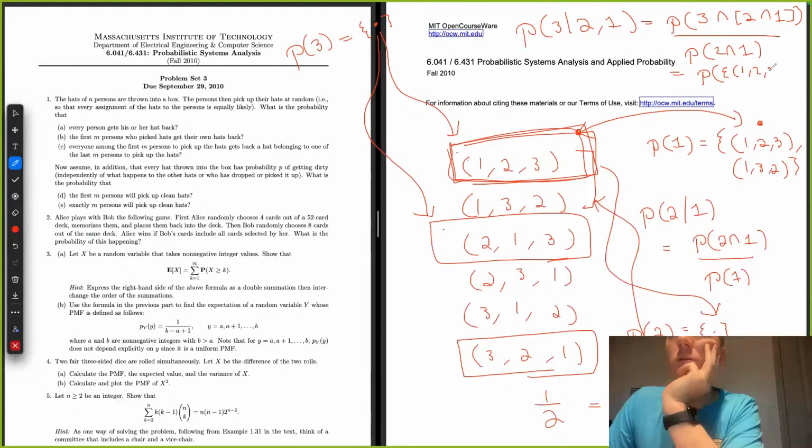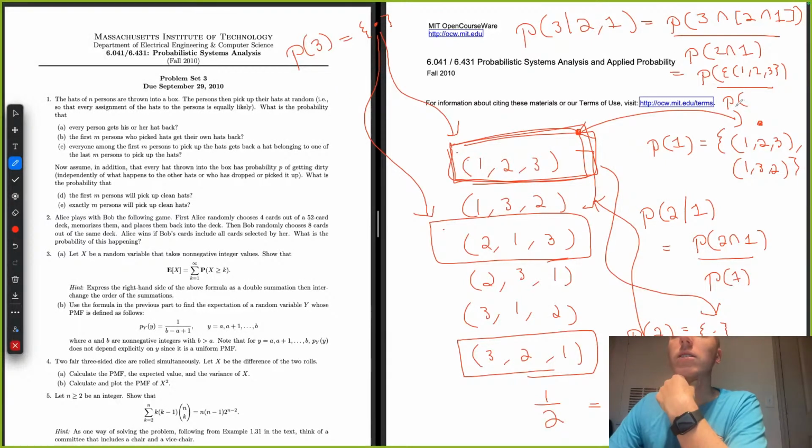1, 2, 3 over the probability of 2 and 1. Wait. Oh, yeah, it is just 1, because it only left this case here: 1, 2, and 3. That's right.